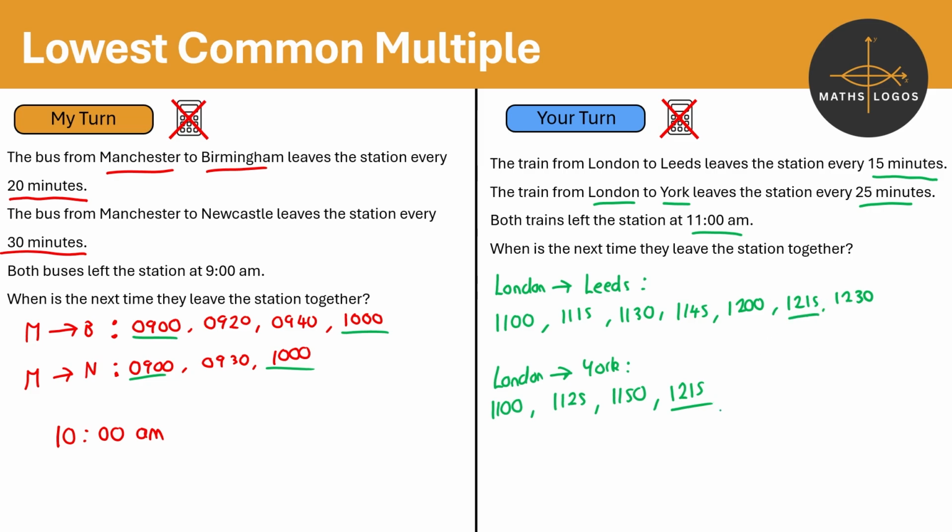And I can see that that time is common to both lists. So when's the next time they leave the station together? The answer would be 12:15 p.m.